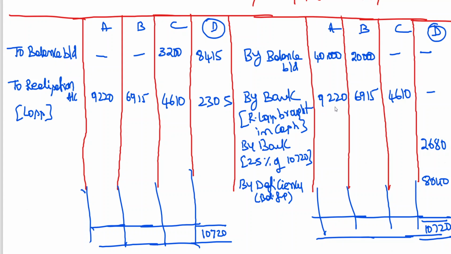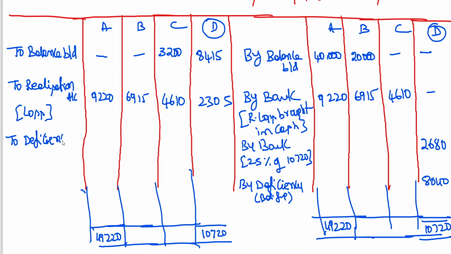A, I think A's capital account is showing the credit side more. So 40,000 plus 49,220 minus 9,220. And sir, the deficiency is to be shared. Just a minute, sorry. This deficiency has to be transferred to whom? Solvent partners whose capital accounts are showing credit balance. No, sorry, I have not transferred this yet.